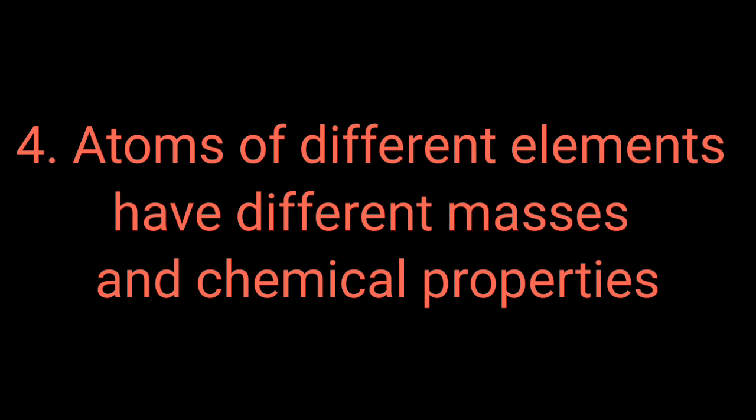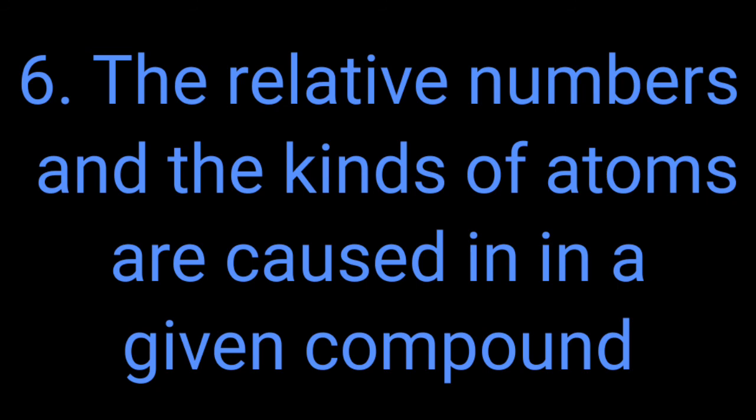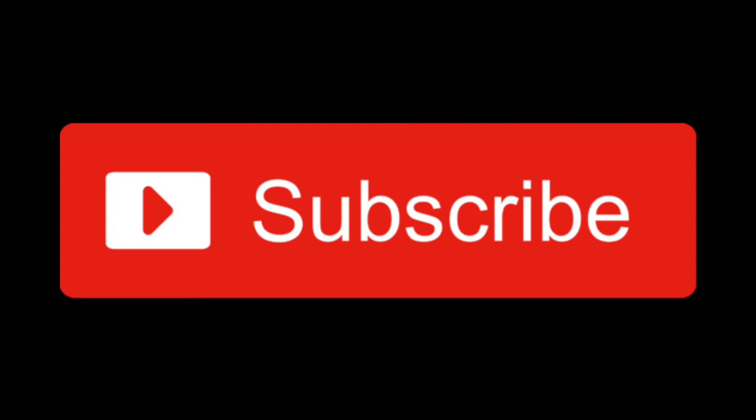The fifth postulate given by Dalton in atomic theory is, atoms combine in the ratio of small whole numbers to form a compound. The last postulate given by Dalton's atomic theory is that the relative number and kinds of atoms are constant in a given compound, and thus he included the concepts of the law of constant proportion, the law of conservation of mass, and the law of chemical combination.